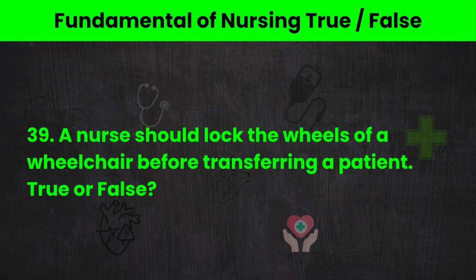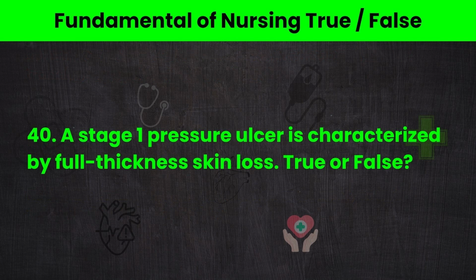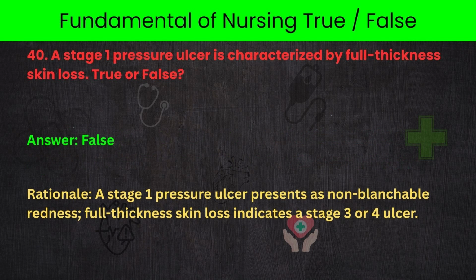39. A nurse should lock the wheels of a wheelchair before transferring a patient. True or false? Answer: true. Rationale: locking the wheels prevents movement, ensuring safety during patient transfers. 40. A stage 1 pressure ulcer is characterized by full-thickness skin loss. True or false? Answer: false. Rationale: a stage 1 pressure ulcer presents as non-blanchable redness. Full-thickness skin loss indicates a stage 3 or 4 ulcer.